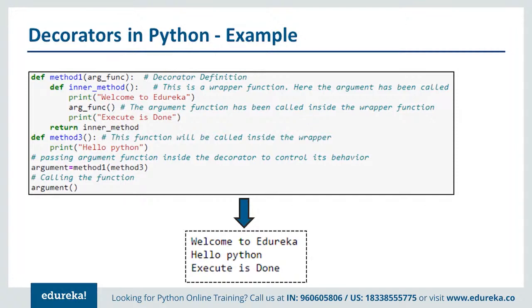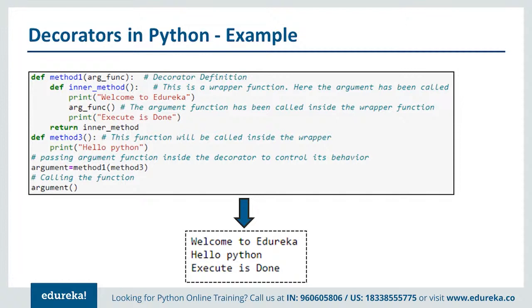In this case, we have a method called method 1, in which we are giving a particular argument as a function. We have an inner method over here which prints welcome to Edureka, and we are calling the function called arg_func, and then we print execute is done. So between the welcome to Edureka and the execute is done, we are trying to run a function which is passed as an argument. You can see that method 1 is being given an argument called function.